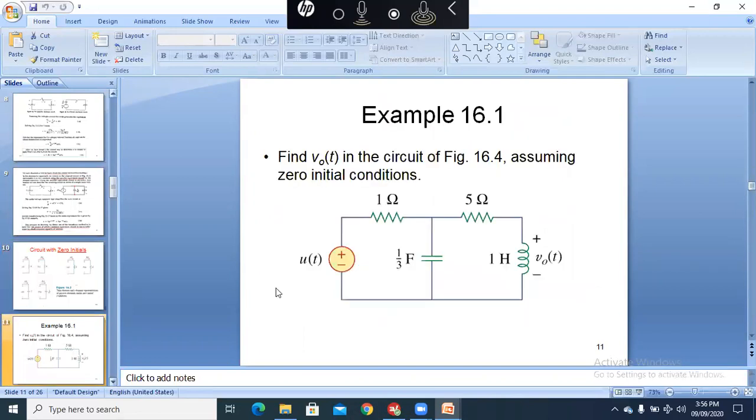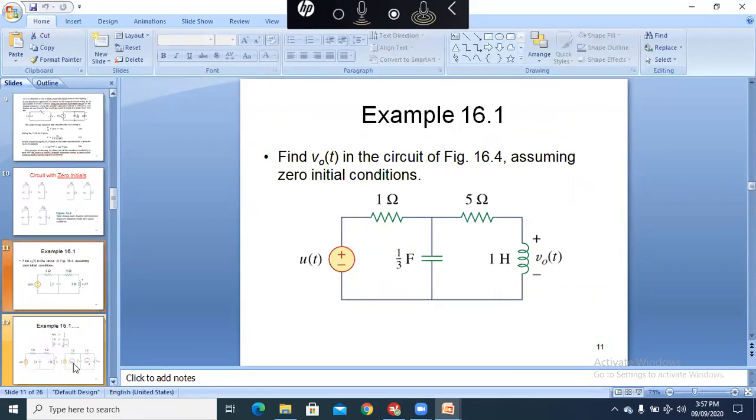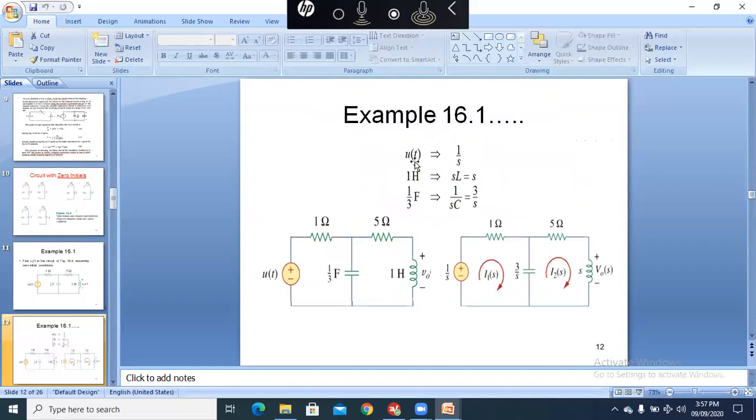So we analyze the circuit to find the voltage V out of t across this inductance of 1 Henry. First I need to transform this circuit into the Laplace domain. For the Laplace domain, we have u of t, which is 1 by s. This 1 Henry is sL, and the value of L is 1 Henry.